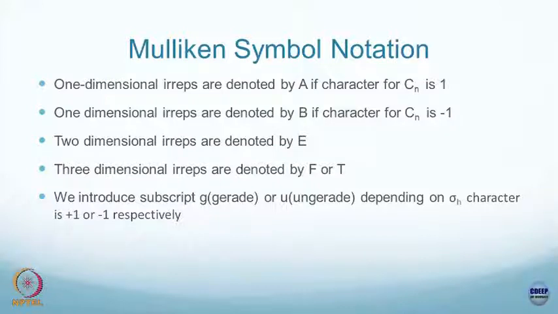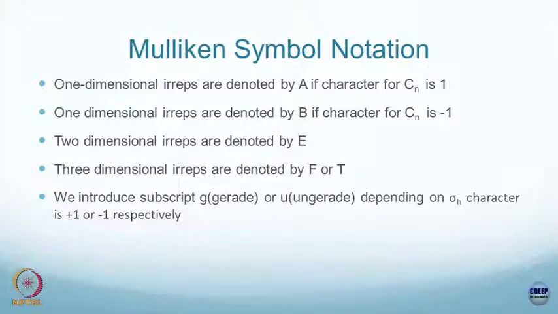So, I have just explained it on the screen that one dimensional irreps are denoted by A if character for Cn is 1. One dimensional irreps are denoted by letter B if character for Cn is -1. Two dimensional irreps are denoted by E, there they do not care, and then 3 dimensional irreps are denoted by either letter F or letter T. This is the notation which is being followed for point groups.